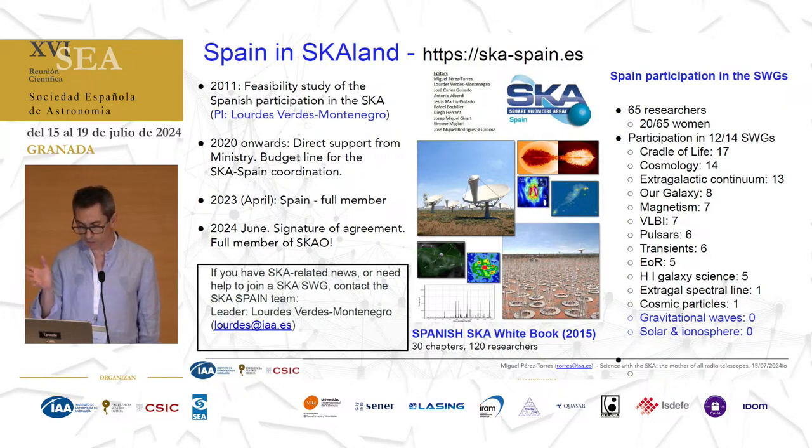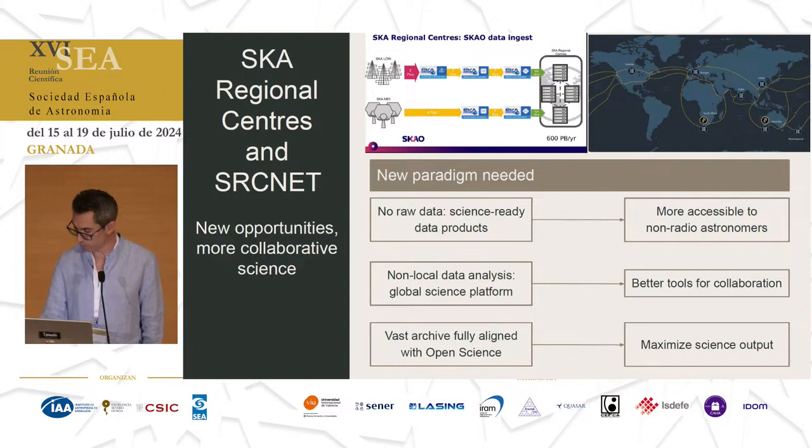I'm a bit surprised that there is now no one from gravitational waves. There were 2 people, but they were Italian and they moved to Italy. So I think it would be a good idea to promote that. Solar ionosphere also has no representation, and some of them are just minimal. But in some of the other groups we have a lot of people.